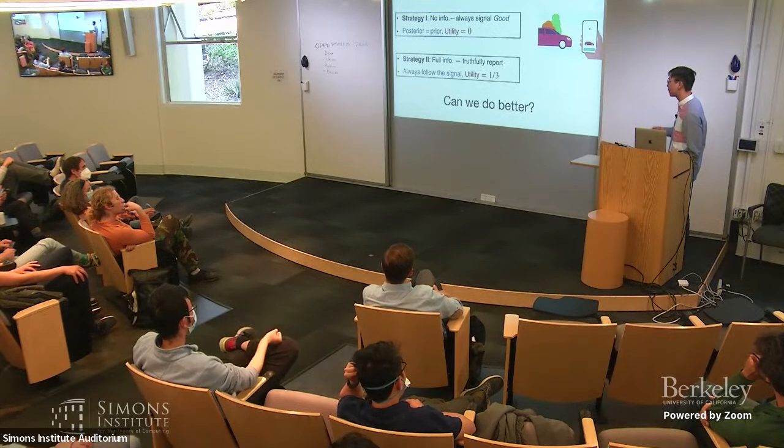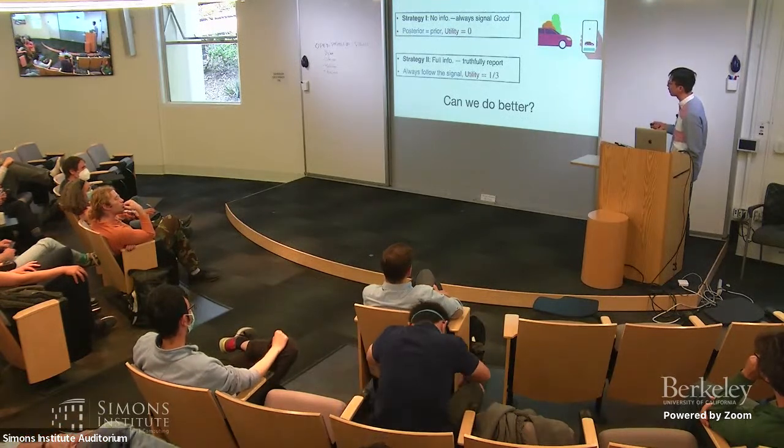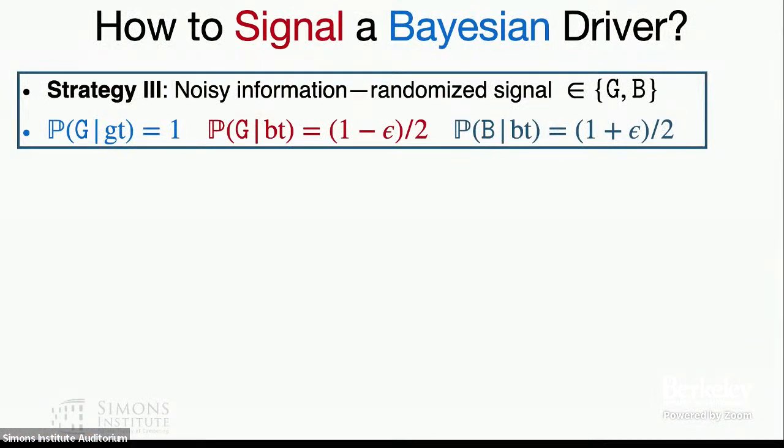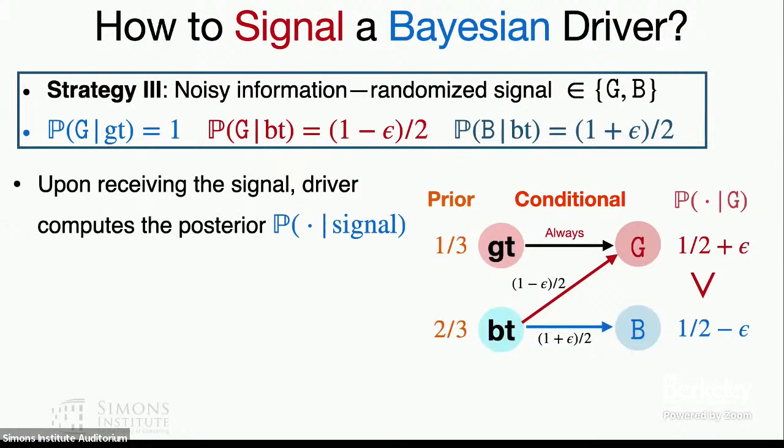So can we do better? What I mean is, can the platform do better, achieving a higher utility than 1/3 or half? And it turns out that sending a randomized signal is better from the perspective of the platform. Let's say the platform knows exactly whether P is a good tipper or bad tipper. If P is a good tipper, then the platform will always signal G. And otherwise, with probability slightly smaller than 1/2, it will signal G, and with probability slightly above 1/2, it will signal B. And this is given by this figure.